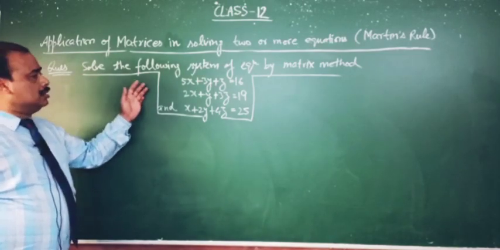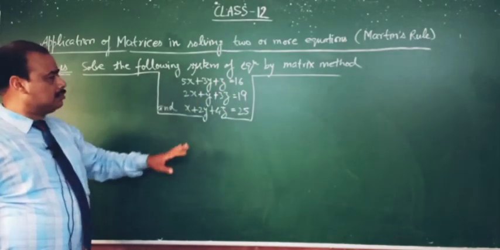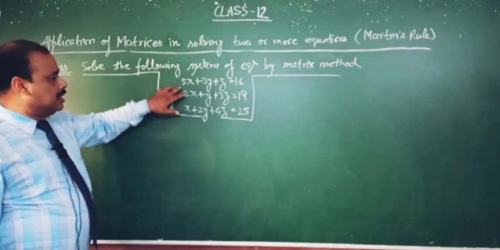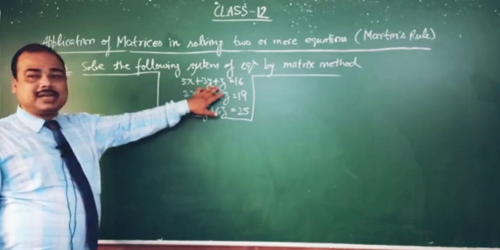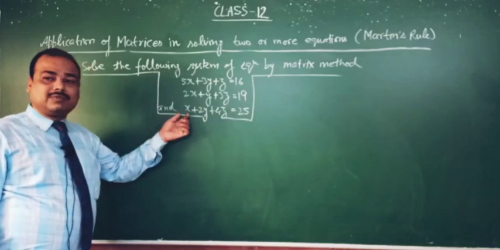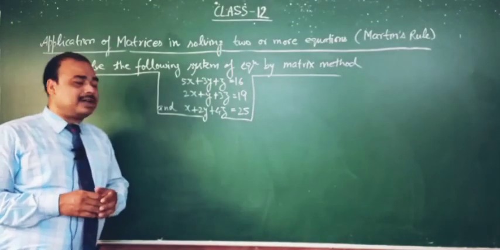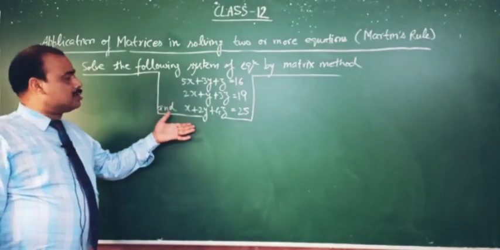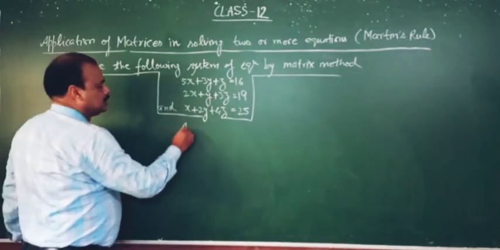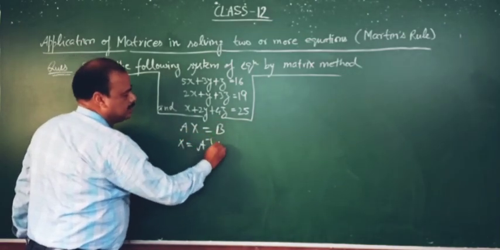Let us take another example. Solve the following system of equations by using the matrix method. Here three equations are there: 5x plus 3y plus z equal to 16, 2x plus y plus 3z equal to 19, and the third equation is x plus 2y plus 4z equal to 25. First of all, we have to write this system in the form AX equal to B. After that, X equal to A inverse B.